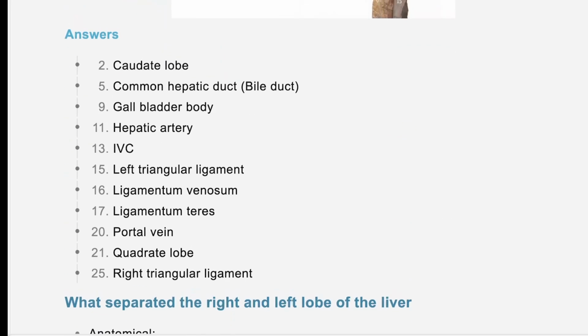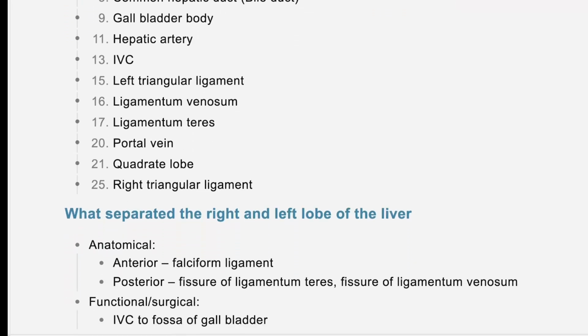What separates the right and left lobe of the liver? So anatomically, they are separated by the fissure for ligamentum teres and ligamentum venosum, and also the falciform ligament anteriorly. But functionally, they are separated into two lobes as well, by the groove for the inferior vena cava and also the groove for the fossa of the gallbladder, as you can see here.